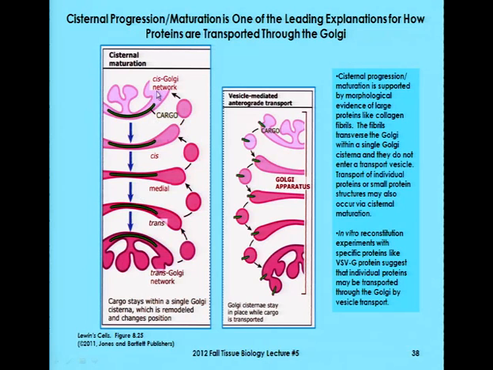Now, the case is not closed on this model. There's some evidence, mainly from in vitro reconstitution experiments, that specific membrane proteins may be transported through the Golgi via vesicle transport. But the leading explanation is the cisternal maturation model.